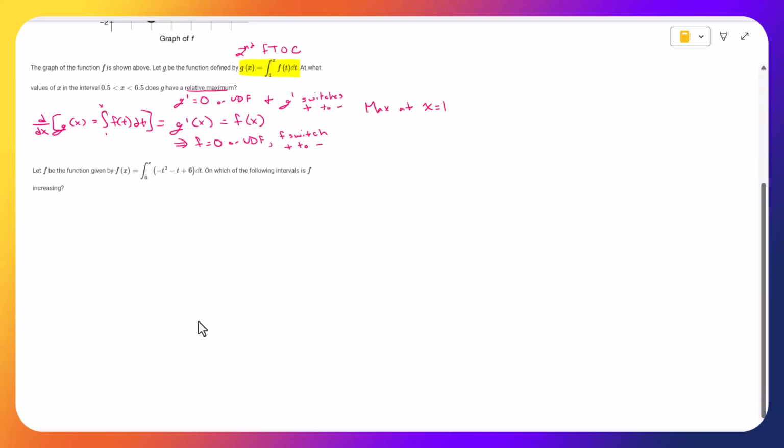Second question, okay. Let f be the function defined by that. On which of the following intervals is f increasing? I'm gonna save you the pausing. We're gonna be using the second fundamental theorem, but I'm gonna let you actually try this one on your own. I want you to pause the video and try to figure out how we can figure out where f is increasing here. And come back and I'll walk us through it after you've tried on your own.